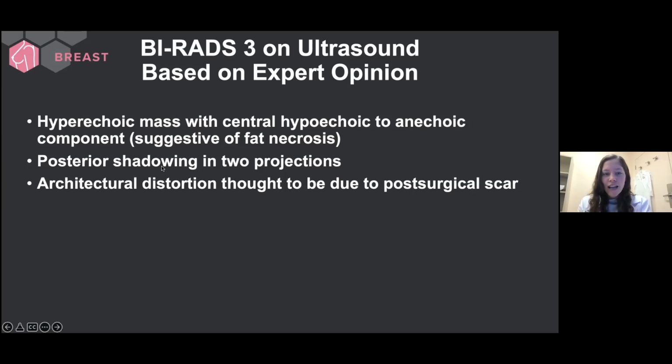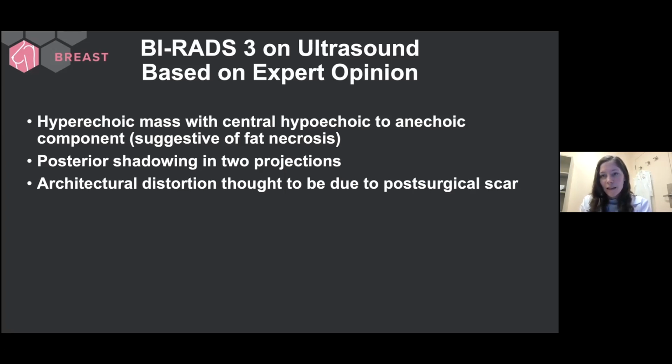But again, posterior shadowing in 2 projections, we hope that we'd be able to find a mass associated with that and then would just do a biopsy. If we're able to clarify it's related to a dense calcification, we would want to just call that benign. And similar to mammography, when we see architectural distortion, we get very worried and we will only not biopsy it if we're sure that it's due to a scar.